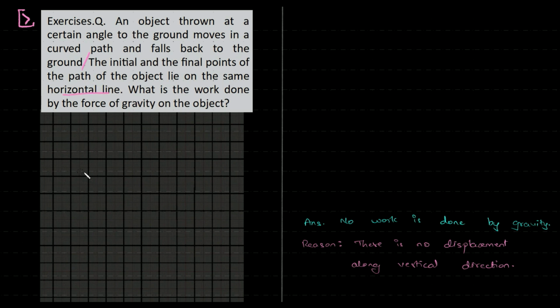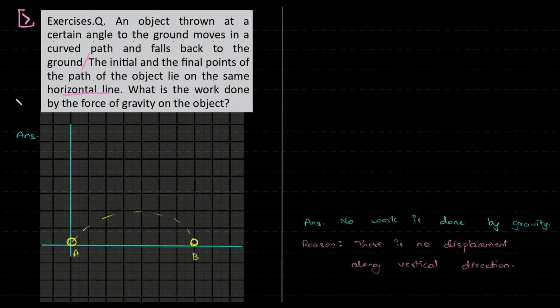So the initial and the final point of the path of the object lies on the same horizontal line. So let me explain with the help of a graph. We have the object moving along the two-dimensional space. Actually 3-dimension, but we won't take the third dimension, we'll just talk about 2-dimension. Say we throw the object from this point, it'll take a certain curved path and it will fall, say, somewhere over there. So what they're telling is there is no vertical displacement. So the final point will just be from here till here.